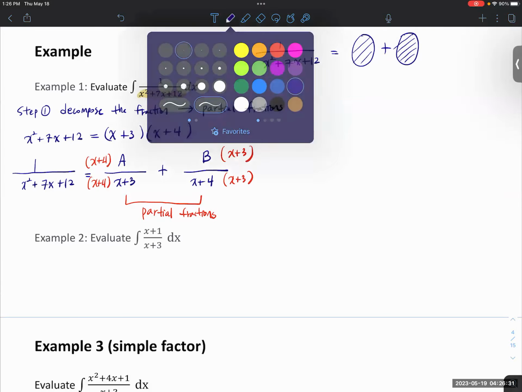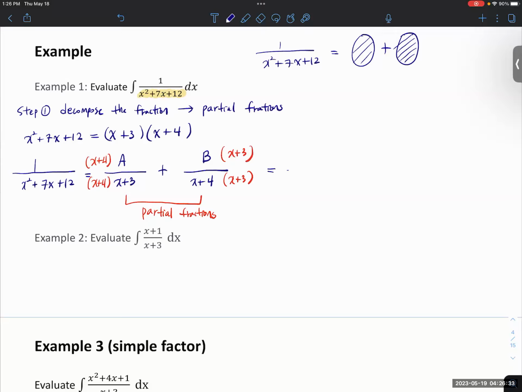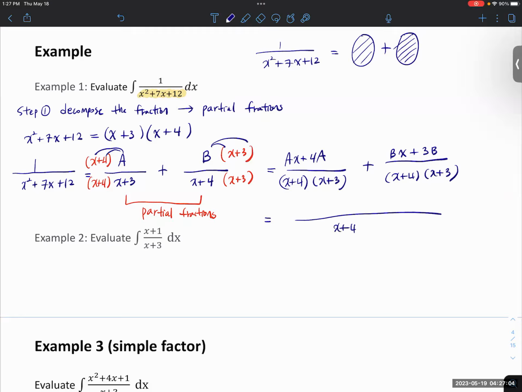So the first fraction becomes A times x. You do the distributive property: Ax plus 4A, over x plus 4 times x plus 3. That's how you add the 2 fractions, by finding the common denominator. And the second fraction is Bx plus 3B over the same common denominator. So in the end, you can add them all together because now you have a common denominator.